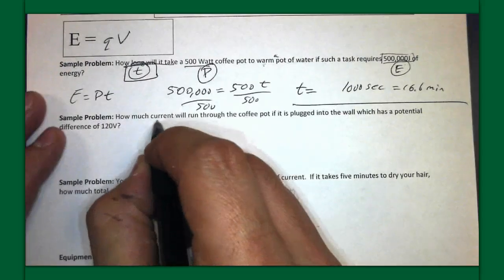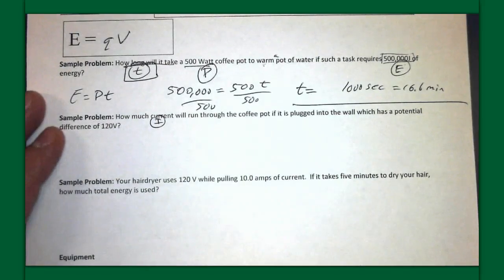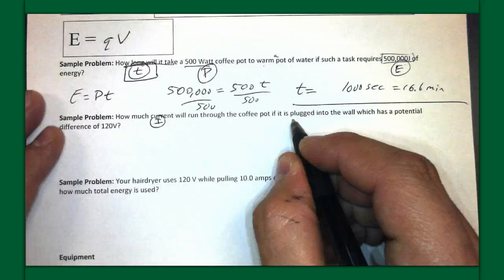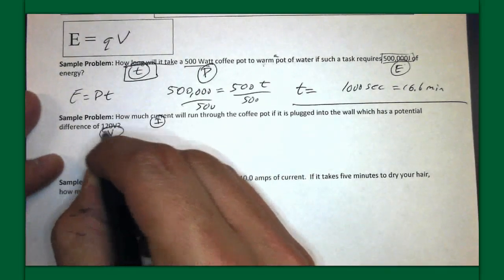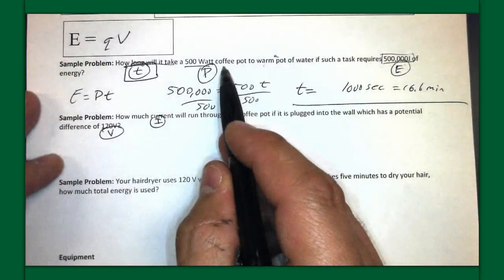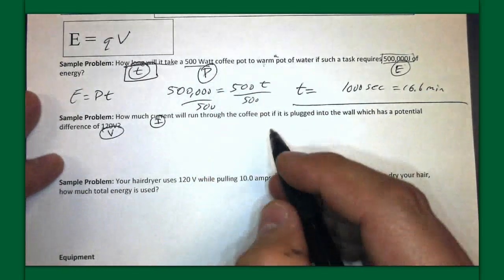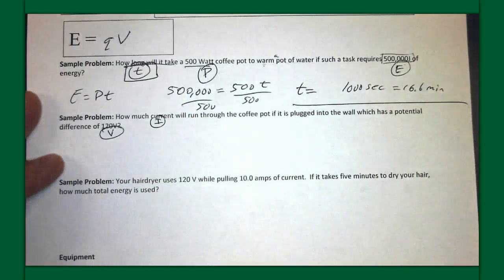All right, with this one, how much current? They're wanting I. If it's plugged into the wall, how much current runs through the pot if it's plugged into the wall, which has a potential difference of 120 volts, right? Now, this is the same coffee pot. I hope that you could figure that out, which means we can still use the power of the coffee pot.